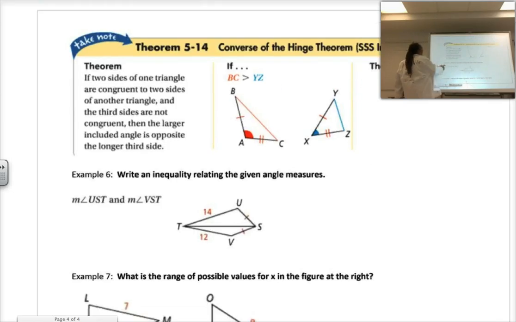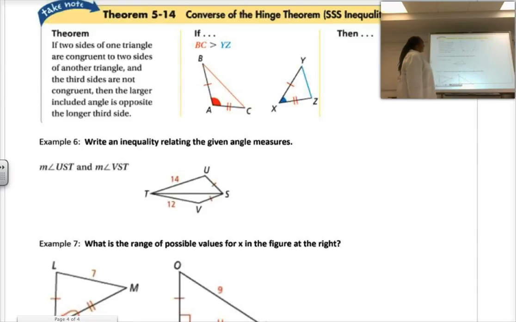All right, the converse of the Hinge theorem is pretty much what we just did with that one problem. So let's try doing an inequality with angle measures. Now remember, before we were saying that the longer side is opposite the bigger angle. Let's look at this problem, for example 6. We're supposed to write an inequality relating angle measures. So we're looking at angle UST, this angle UST, and VST. We're going to compare them.